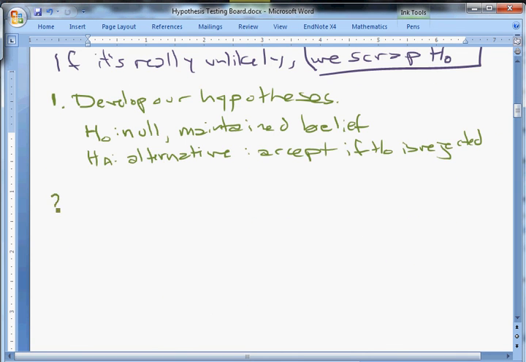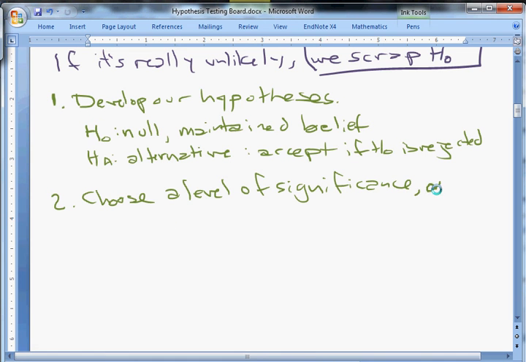Okay, that's step 1. Step 2 is choose a level of significance. So how unlikely does our sample have to be for us to reject the null? We choose a level of significance, which we usually call alpha. And this is our severity of disbelief, something like that, right? How skeptical do we want to be? Be careful in selecting this. Again, we'll talk about this more later.